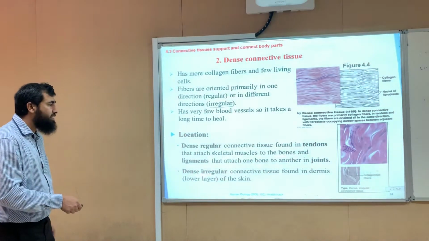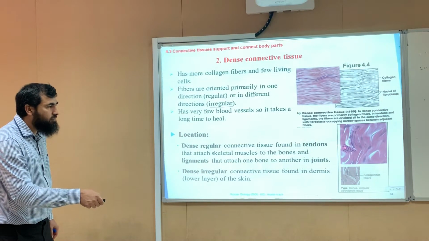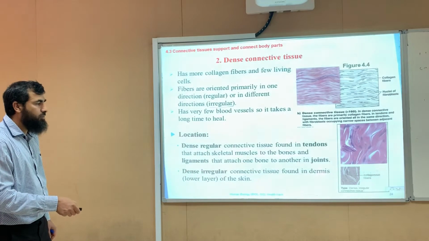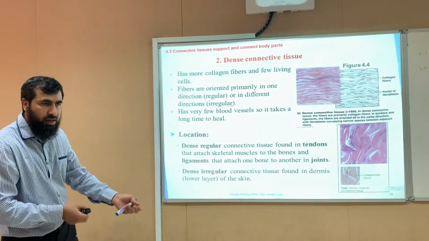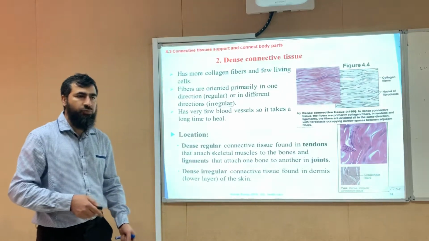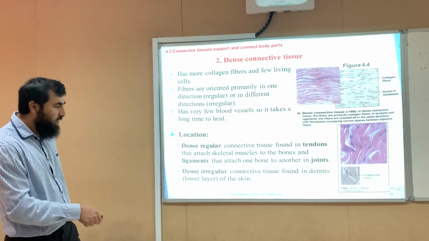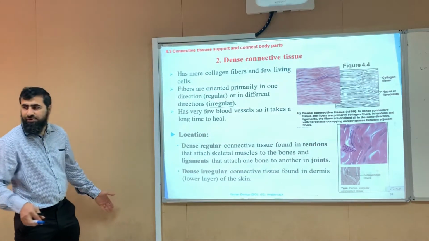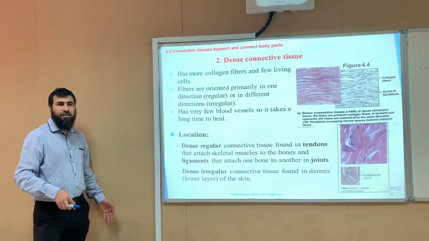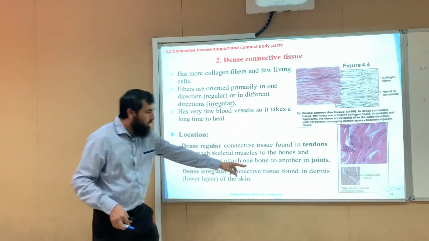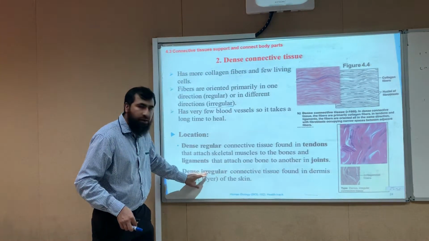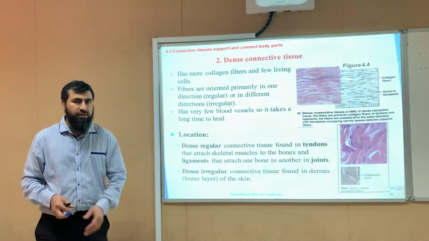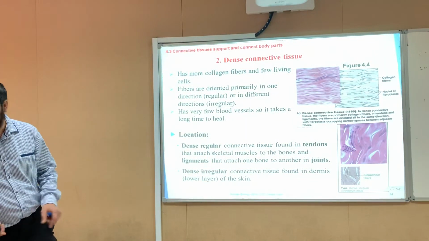Then you have this dense irregular, where it's dense fibers, but they're not all in one direction. We find it in the dermis, in the lower layer of the skin, okay? It gives us protection and support. It helps cushion us, you're always hitting something, bumping into things. This dense irregular connective tissue under the skin helps to cushion the blows, when you hit walls, you trip over, whatever.